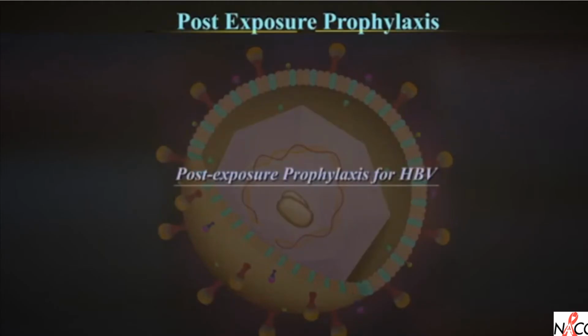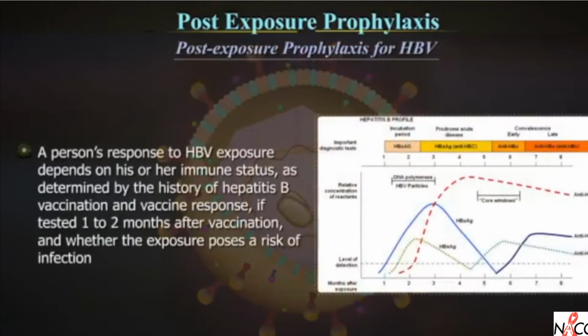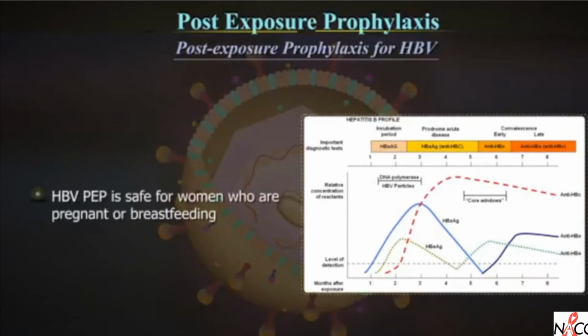Post-exposure prophylaxis for HBV. A person's response to HBV exposure depends on his or her immune status, as determined by the history of hepatitis B vaccination and vaccine response if tested 1 to 2 months after vaccination, and whether the exposure poses a risk of infection. HBV PEP is safe for women who are pregnant or breastfeeding.